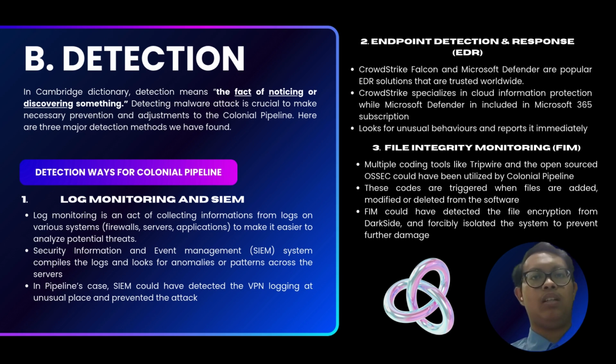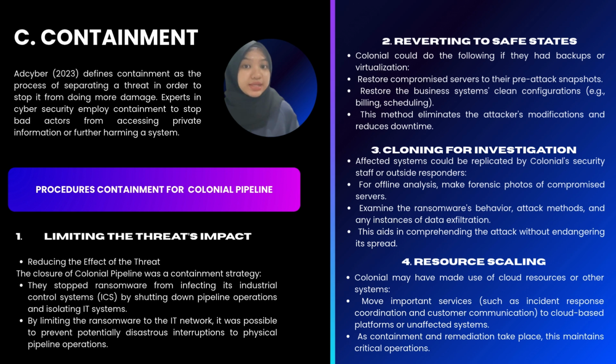Third, we have File Integrity Monitoring, FIM. Now, multiple coding tools like Tripwire and the open source OSSEC could have been utilized by Colonial Pipeline. These tools are triggered when files are either added, modified, or deleted from the software. FIM could have detected the file encryption from that site and forcibly isolated the system to prevent further damage to the company's database.